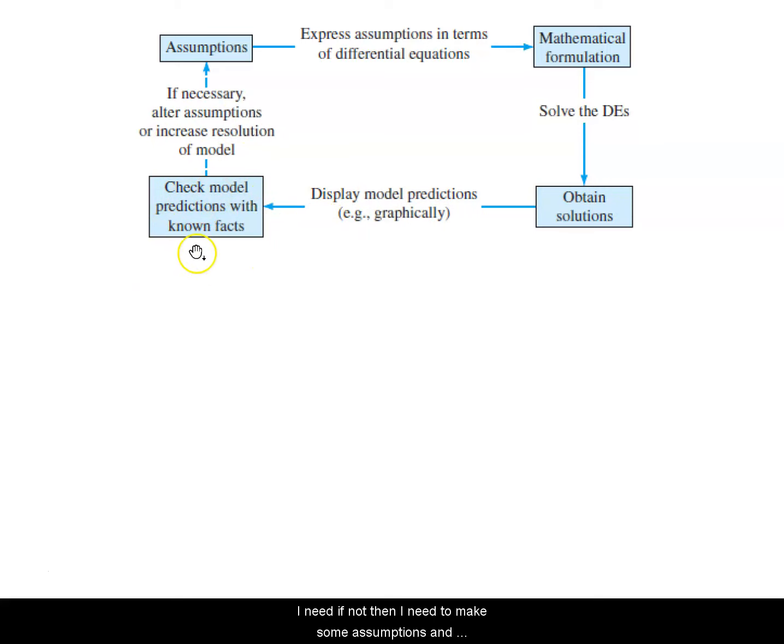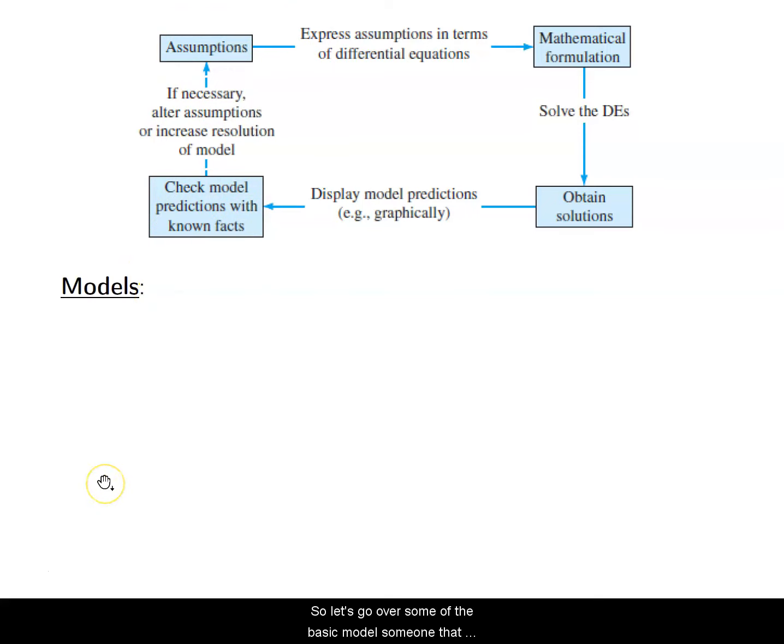If not, then I need to revise my assumptions and increase the resolution. So I can go through this process over and over again, adding layers of resolution as necessary until my model is good enough, or even better than I need if necessary.